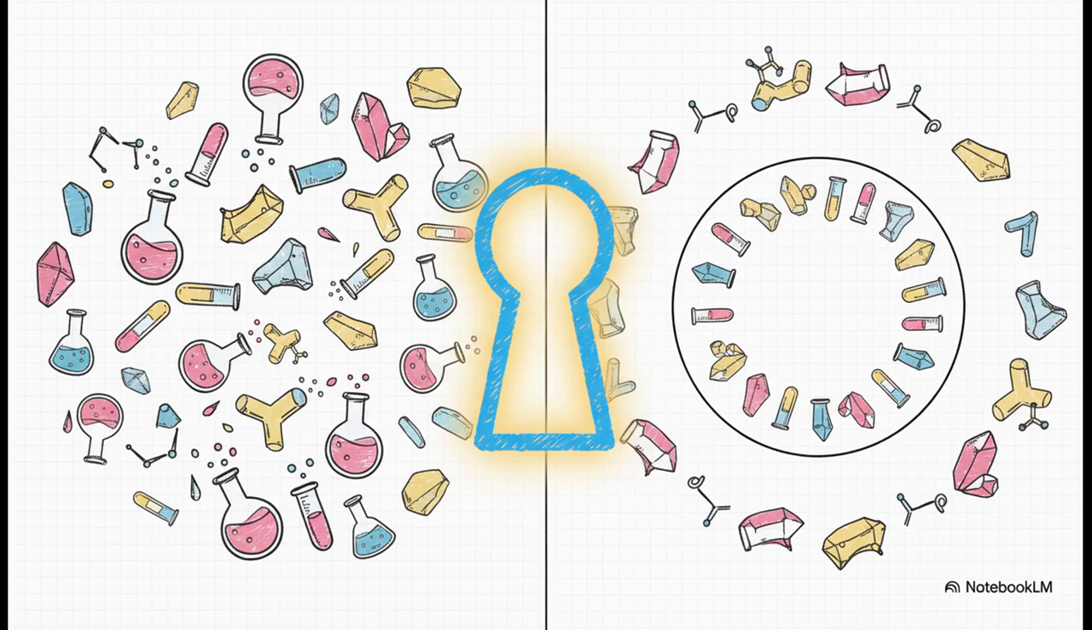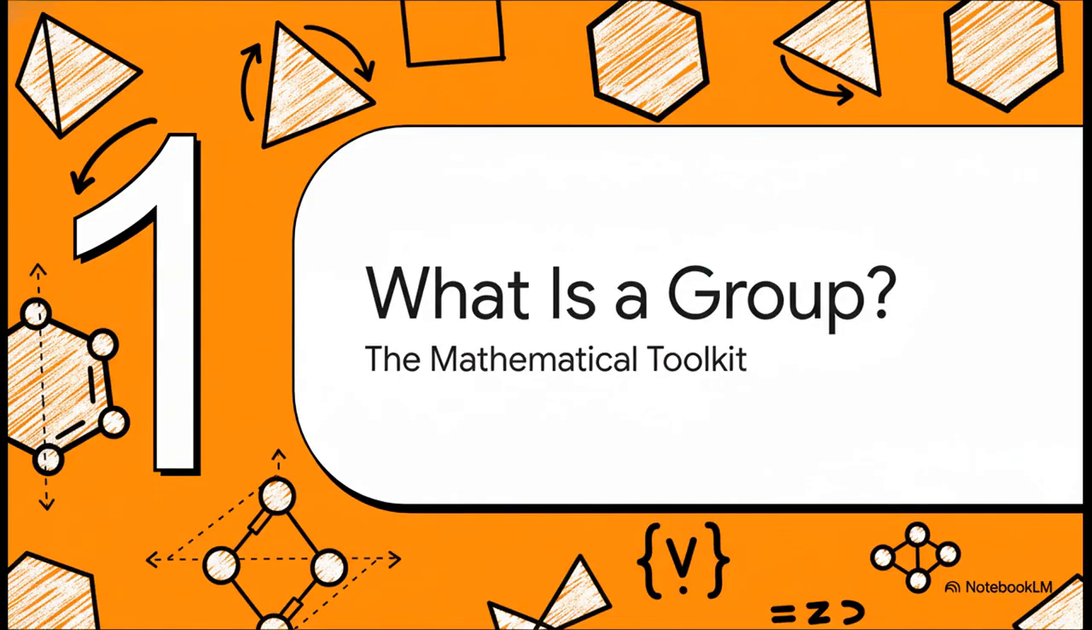And that principle? It's symmetry. To understand what's going on, we need to learn its language. And that language is called group theory. Now, before we get to all the cool molecules, we first have to understand the mathematical toolkit we're going to be using. So, what exactly is a group?